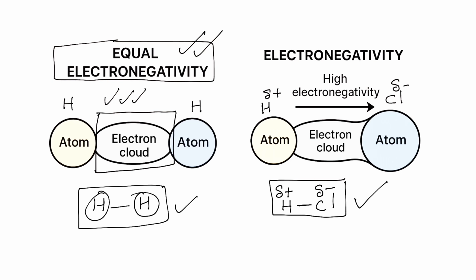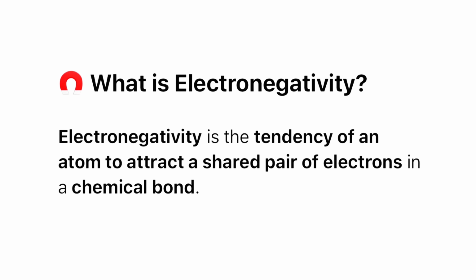Clear, right? That's it. Okay, hope all of you understand, and we can move to the definition of electronegativity. So we are concluding with the definition of electronegativity. It is the tendency of an atom to attract a shared pair of electrons in a chemical bond.